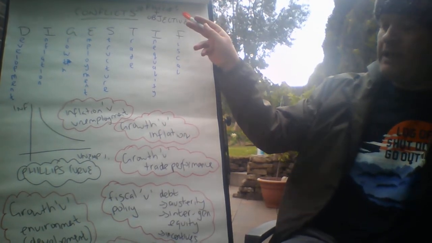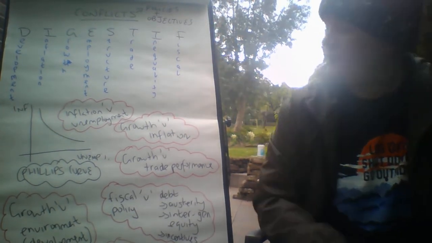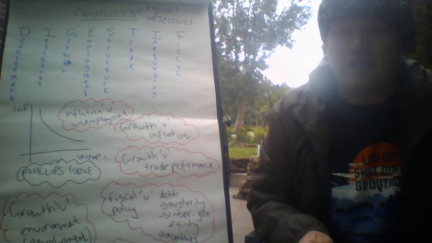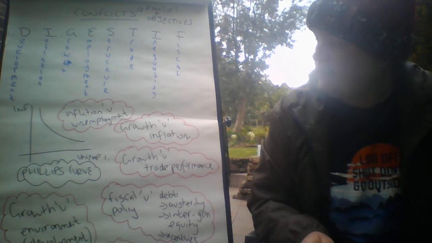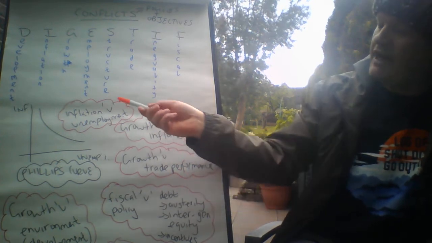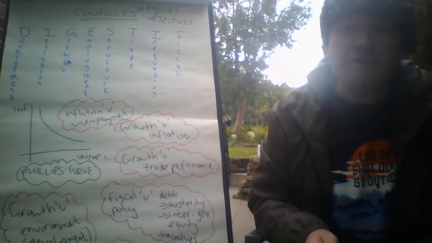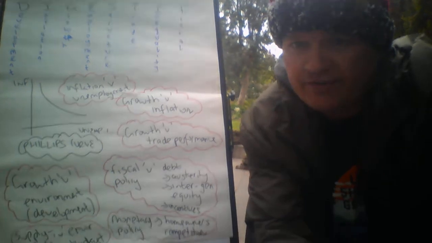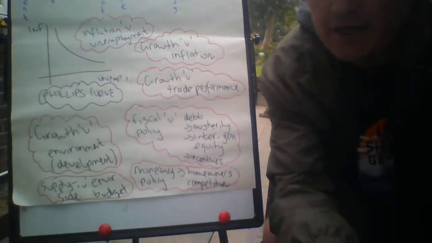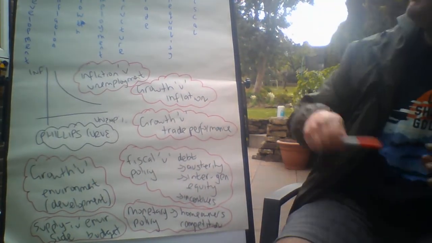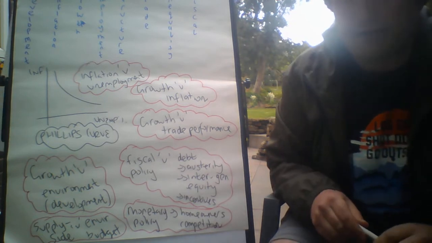Policies, remember, could be monetary, fiscal, and now you should be fairly comfortable with supply side policies. Now, all these different things in the red circles here can show different conflicts that can exist in the economy. So I'm going to kick off first of all with conflicts between macroeconomic objectives.